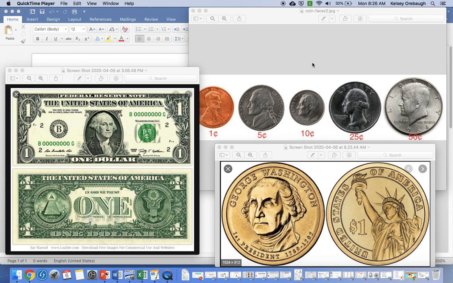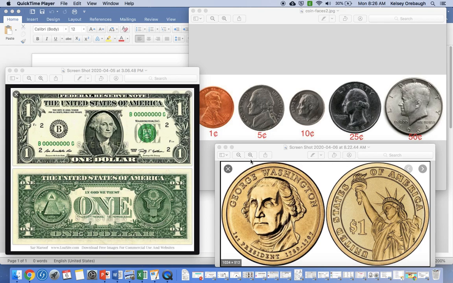Let's review our other coins that we've been learning and studying. We have our penny, the copper-colored coin, worth 1 cent. We have our nickel, silver-colored, worth 5 cents. Dime, silver as well, worth 10 cents. Quarter, silver, worth 25 cents. And half dollar, silver as well, worth 50 cents.